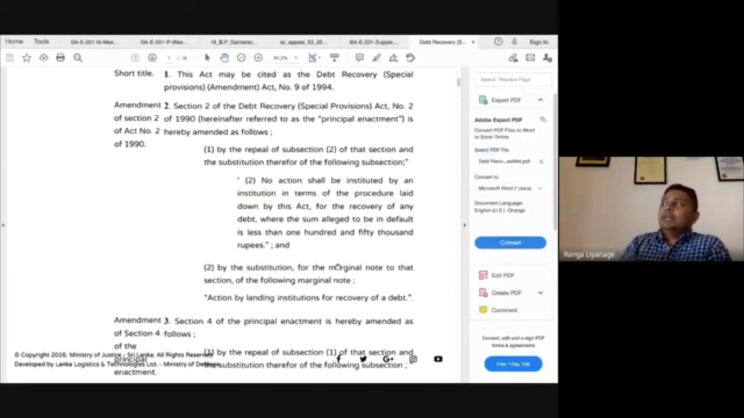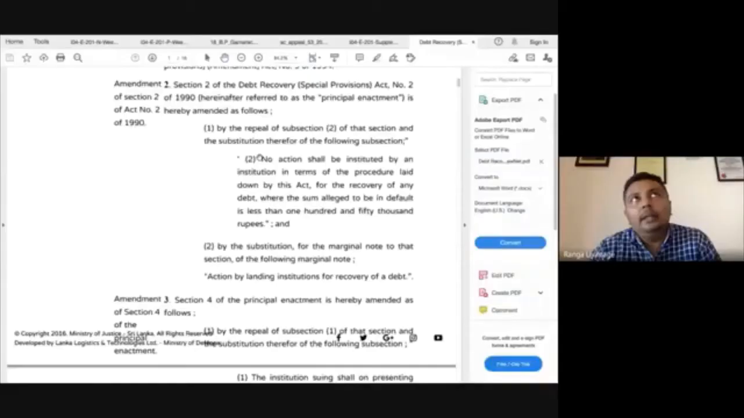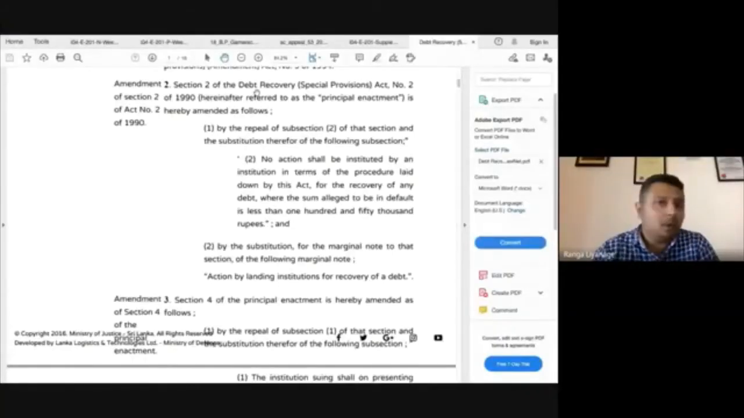What is the second condition? Anyway, no one can file action, no one can directly file action. So if the sum amount is less than 150,000, whether it is the borrowed amount or the defaulted amount or the value of the case, you can't go under the recovery law. Right?